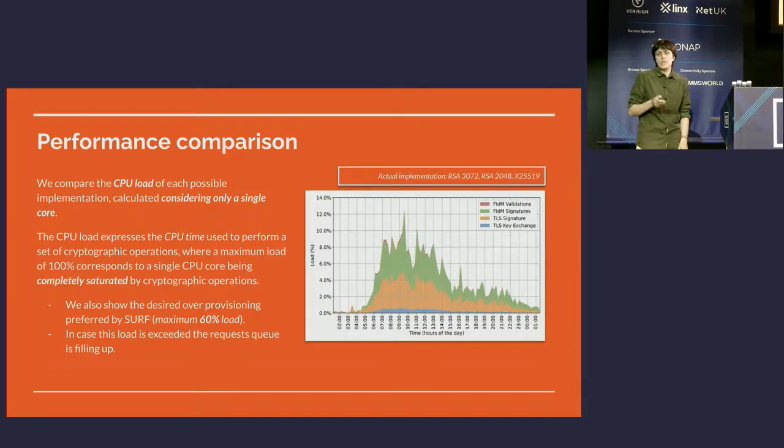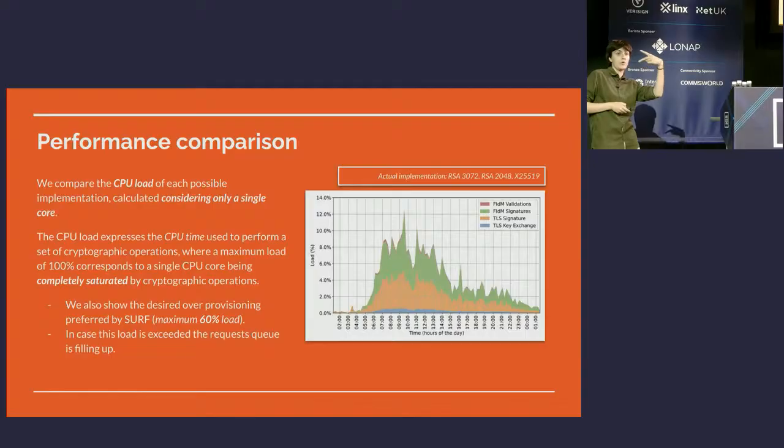We compare the CPU load of each possible implementation, so of the two PQC scenarios that we want to take into examination, and the traditional one, of course. And here you can see the actual implementation that they have. We had to separate between the federated identity management operations and the TLS ones, because they happen at different layers of the stack and they use different key sizes.